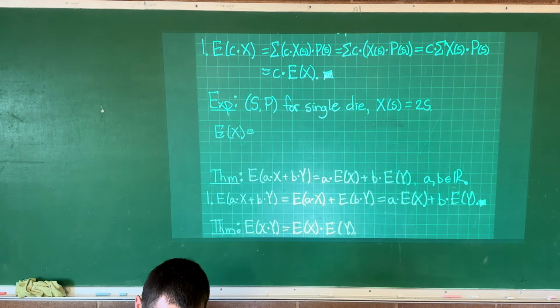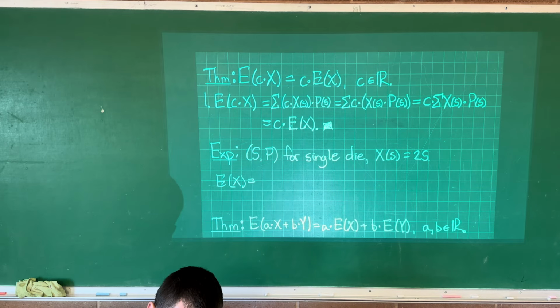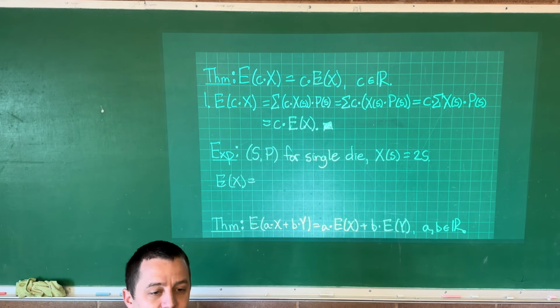Okay, so now our next little theorem. Again, pretty straightforward. The expected value of some constant times X is just that constant times the expected value of X, where c is just some real number. So remember, X here is, what's X? A random variable. A real random variable.